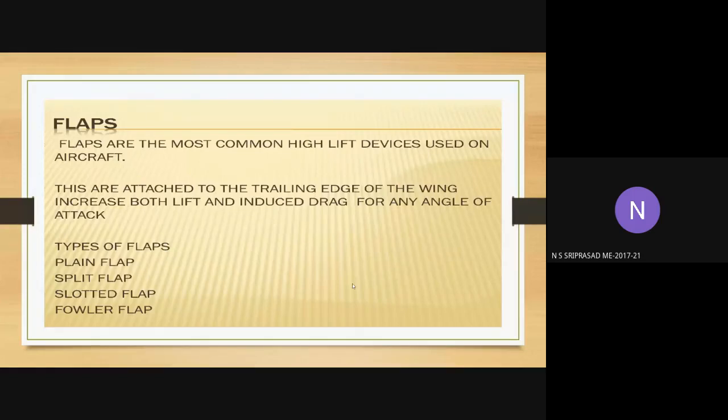Flaps are the most common high lift devices. So now we know that the wing already generates lift, correct? Now in bigger planes, we want to increase the amount of lift while we're landing or when we're taking off. So flaps have 2 main functions. First function is to increase the lift. Second function is to increase the drag. So that is the basic function of these 2.